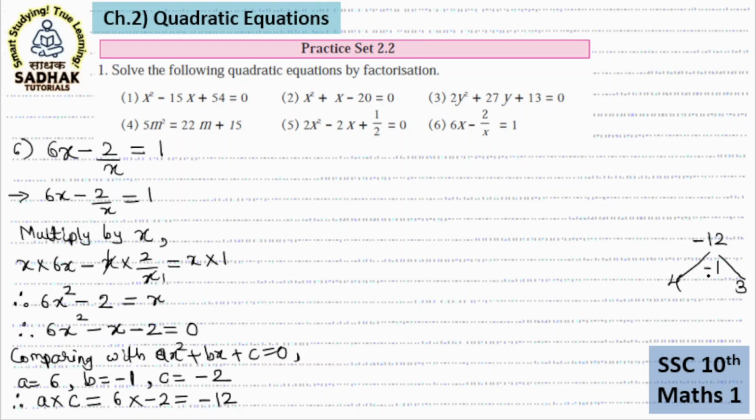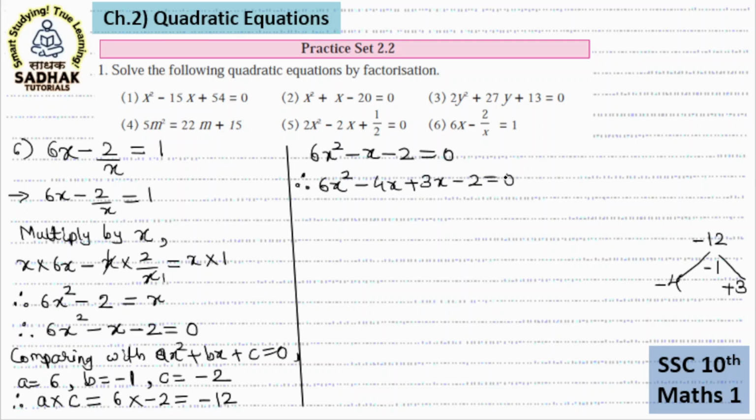Okay, and the addition should be minus 1, so greater number will have negative sign and the smaller number will have positive sign. So you can see minus 4 multiplied by 3 will give us minus 12, and minus 4 plus 3 will give us minus 1. So those are the factors that we will use for splitting the middle term. Okay, so our equation is 6x square minus x minus 2 is equal to 0. Therefore 6x square minus 4x plus 3x minus 2 is equal to 0.